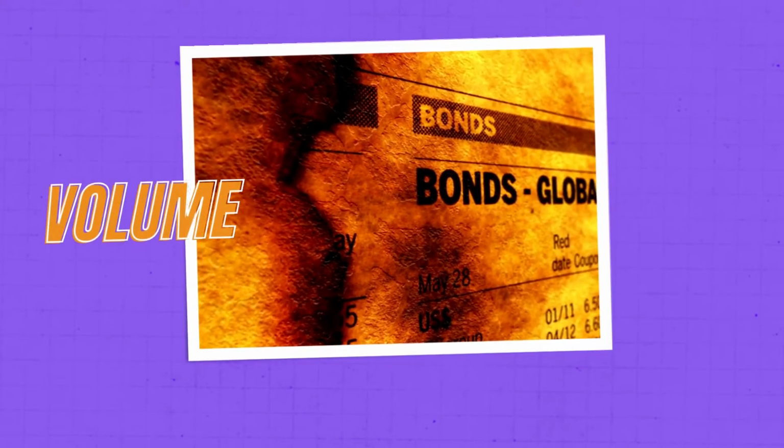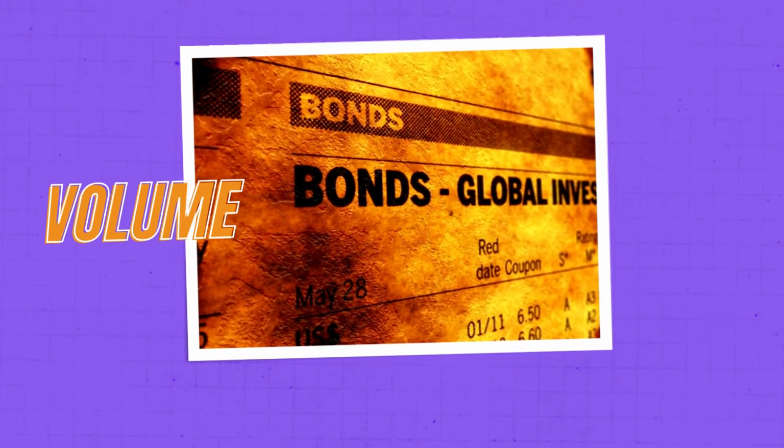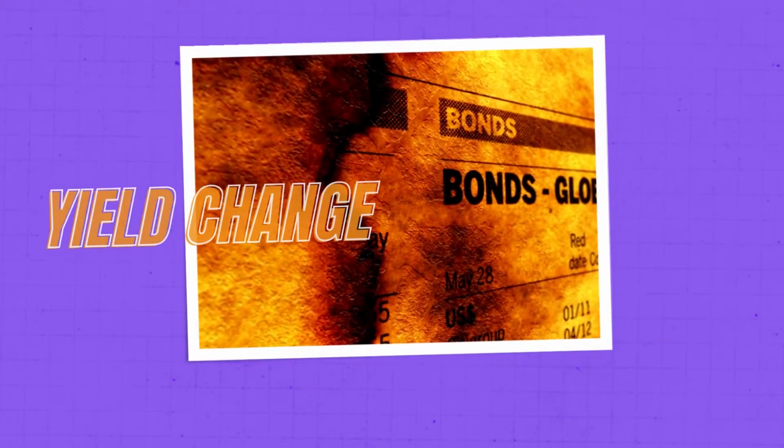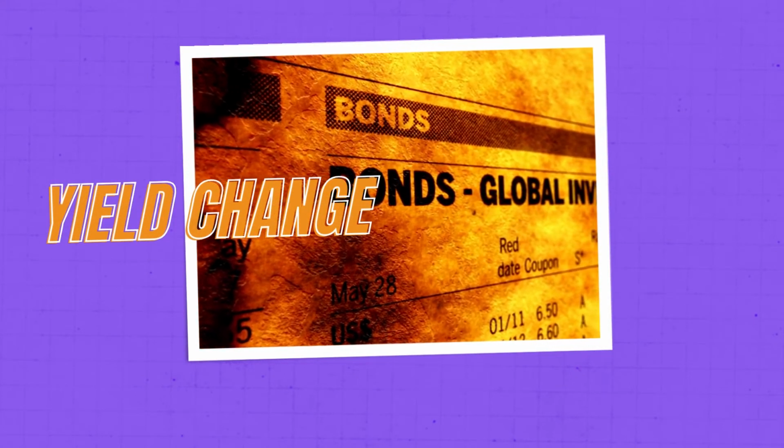Volume. The number of bonds bought or sold during a given period. Yield change. This refers to the change in the bond's yield over the previous period.